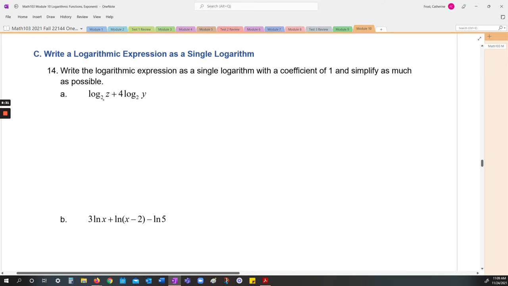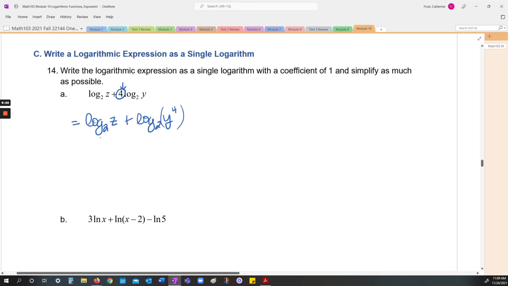So part A, it says log base 2 of z plus 4 times log base 2 of y. So the plus sign, you should be thinking product property, but before we can do that, we have to bring this 4 inside. The 4 kind of is a barrier to using that product property. So we're going to start with the power property and bring the 4 inside and write that we have log base 2 of z plus log base 2 of y to the 4th.